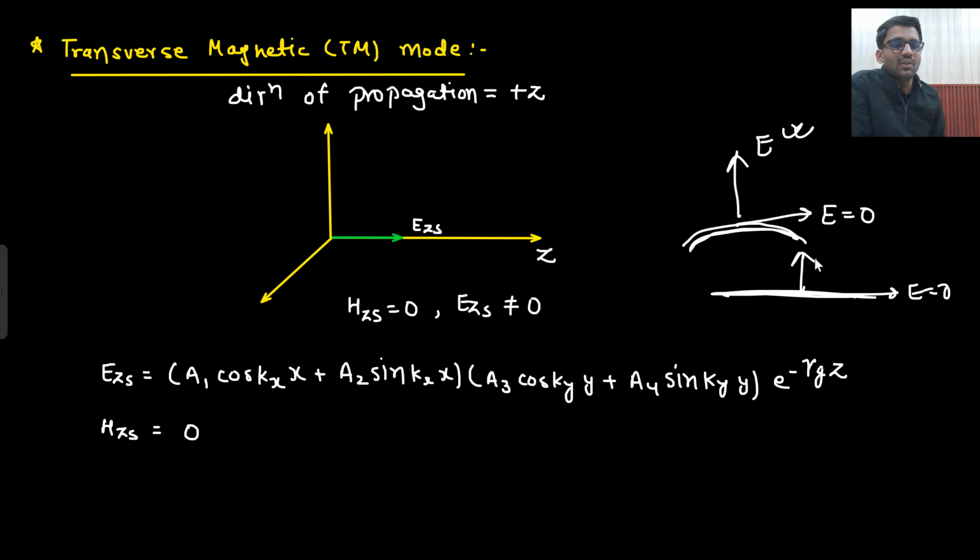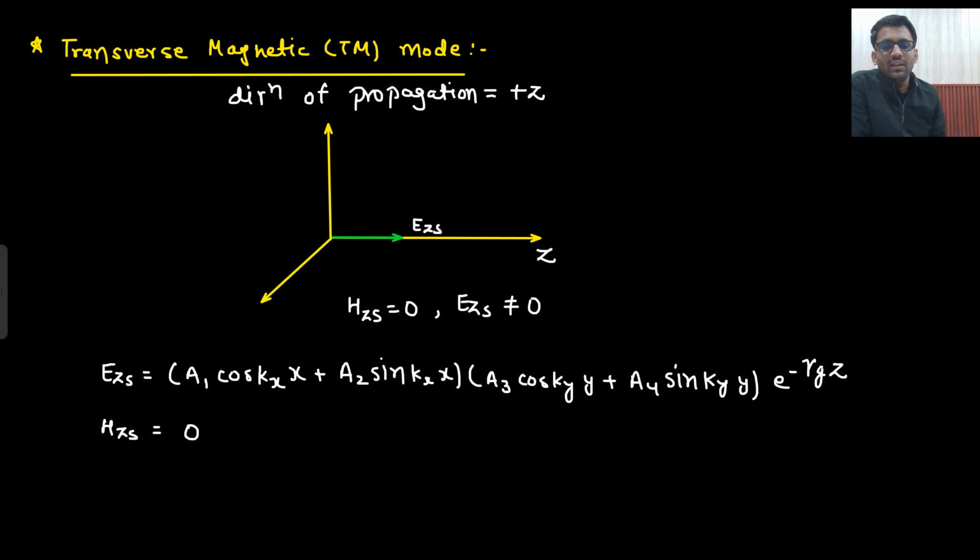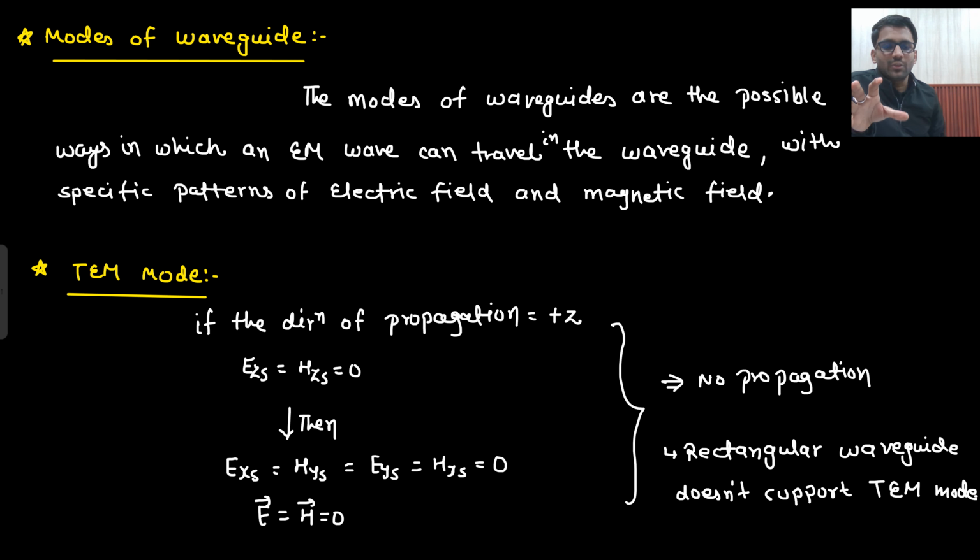So this is what we call the boundary condition. Let's see that boundary condition. We will apply it in this expression, and then we will get a simplified expression of EZS for the transverse magnetic mode. In these 5 minutes, we have already seen that the transverse electric mode is not possible.